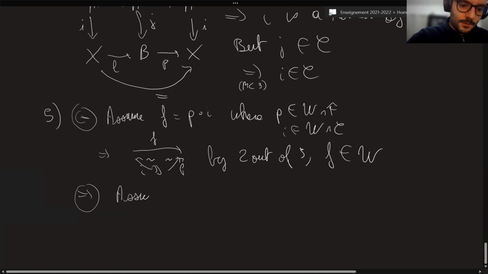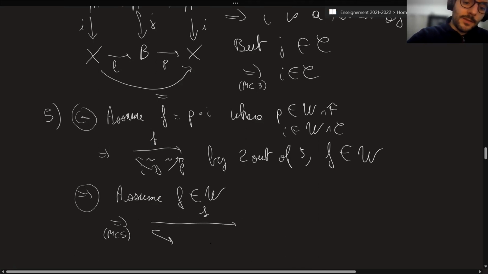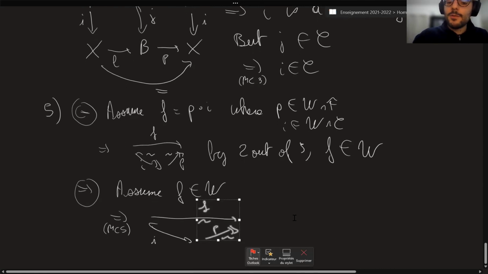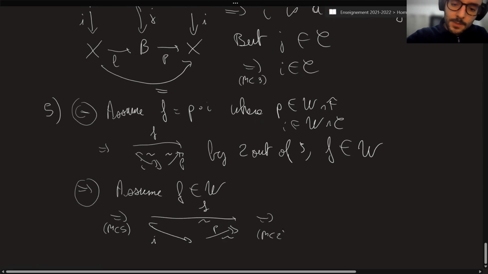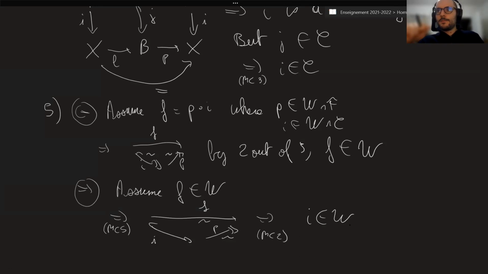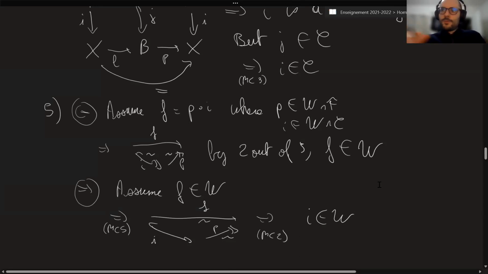So assume F is in W. By MC5, we can factor it, for example, like that, a cofibration followed by an acyclic fibration. Okay. But again, we have a triangle. Two sides are in W, therefore, by MC2, I is in W. And therefore, F is P circle I, where P is an acyclic fibration and I is an acyclic cofibration. Okay, so bon, this proof is not that difficult.